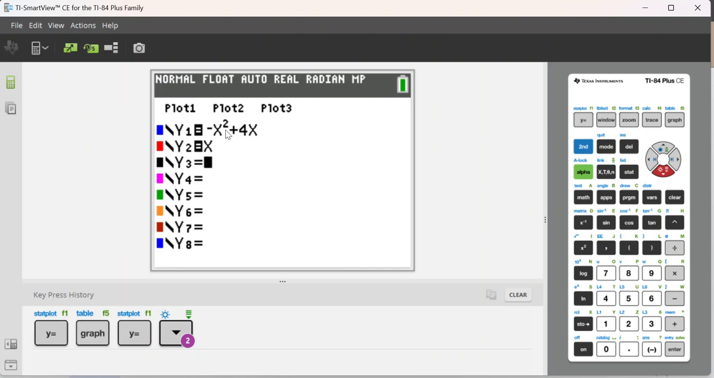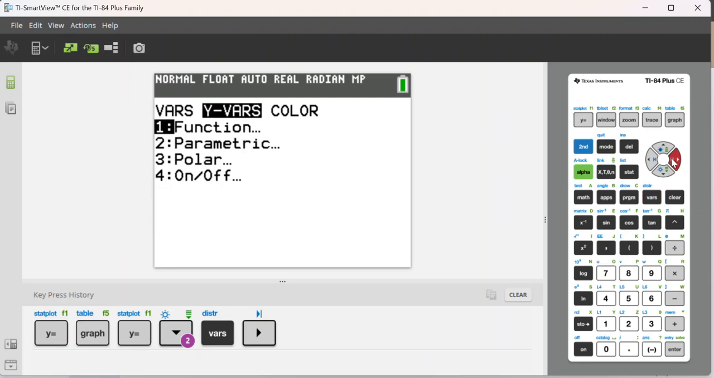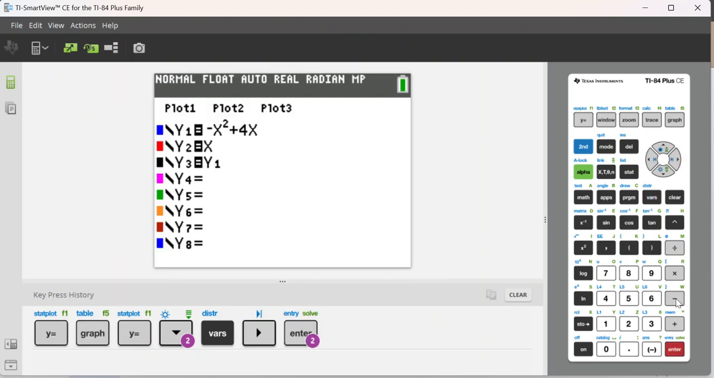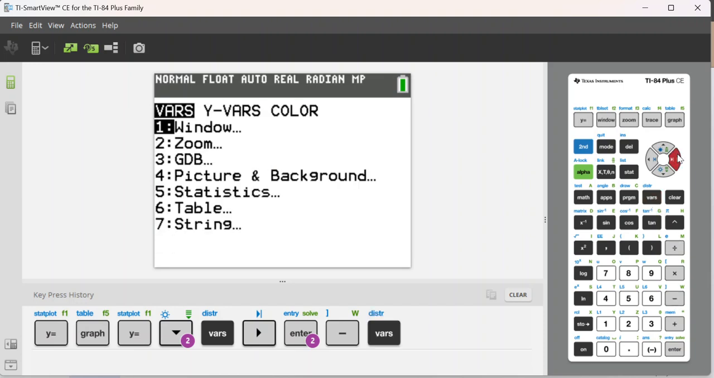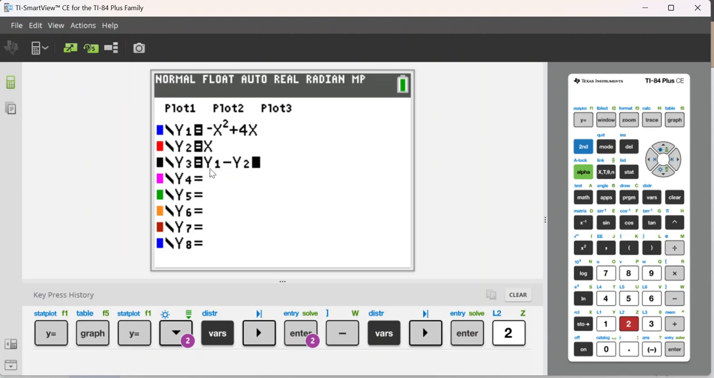Right? My quadratic function is above, so that's going to be my first function. My linear function is below, that's going to be my second function. And so what I'm going to do is I'm just going to go to variables, head on over to Y variables, function 1, and then from that I'm just going to subtract function 2. All right, and so what this does is this gives me function y3 that gives me exactly the distance that I want.